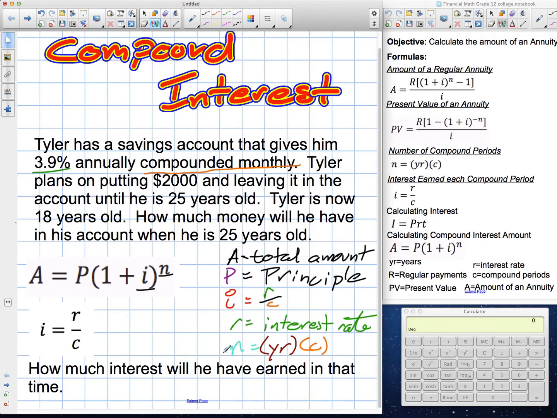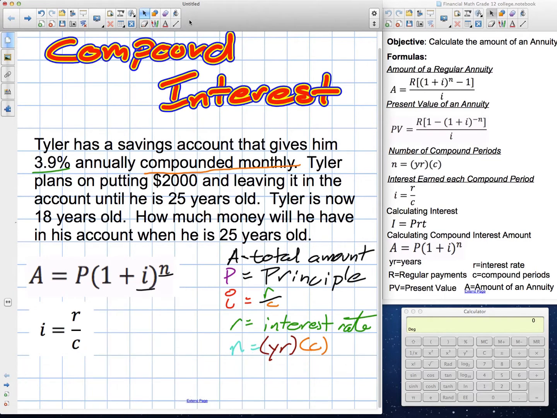So, how many years are going to pass? Do we know? 25 minus 18 gives you what? 7. 7 years. Good. So our years, in this case, are going to be 7 years.